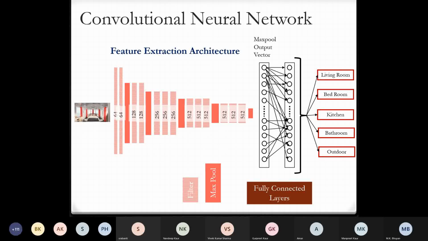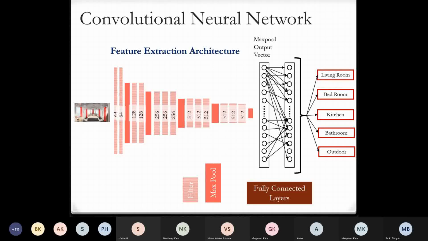So I can extract the features from the input image. I am considering the convolution layer, and after this I am considering the max pooling. Max pooling is nothing but the sub-sampling. So we can reduce the size of the feature map by considering the max pooling or the average pooling.